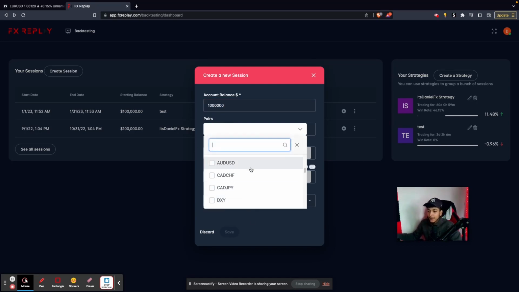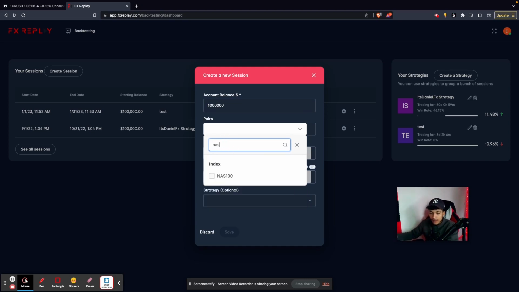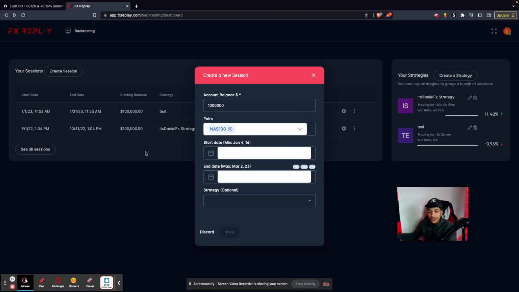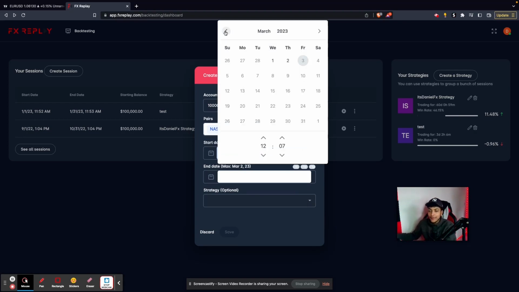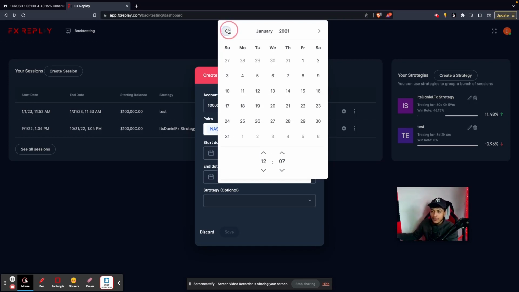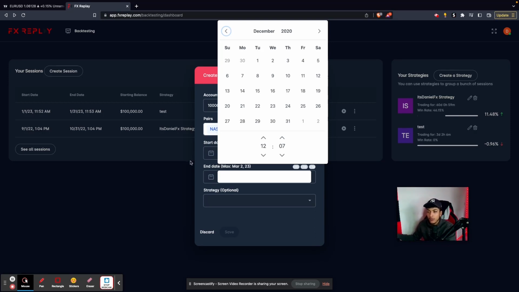So you go ahead and go to pairs. Obviously I'm only trading indices, so let's go here, the Nasdaq or Nas 100, and you have a start and a finish date. Now your start date, you'll notice that the first thing on FX Replay is you can go much further back in time. I can go all the way to 2020, and this will still let me look at the lower time frames. It'll still let me go on the 5-minute. I can still backtest all of that period.